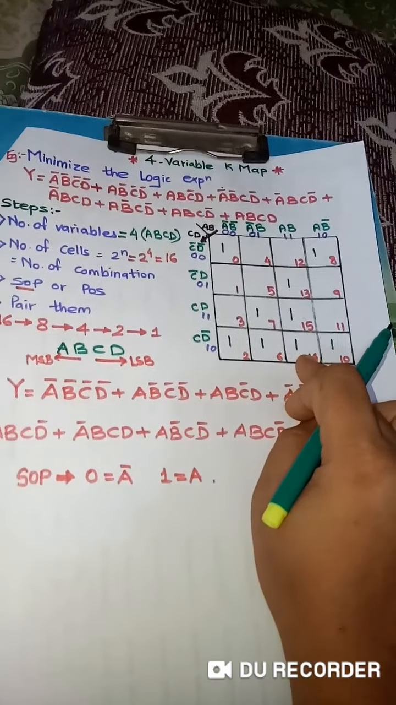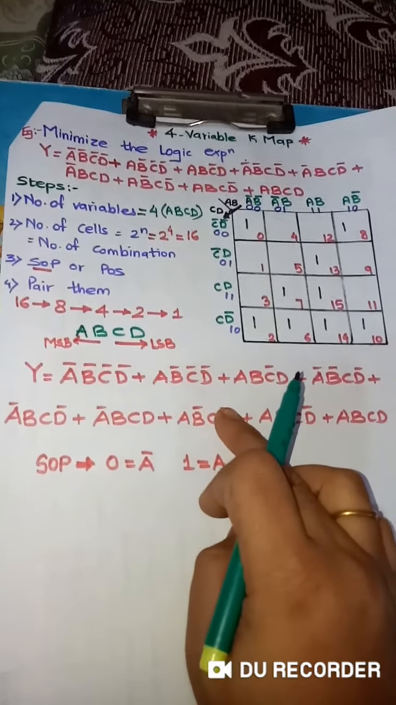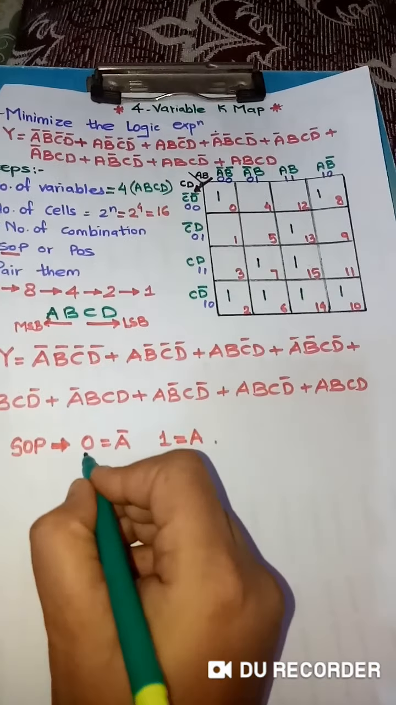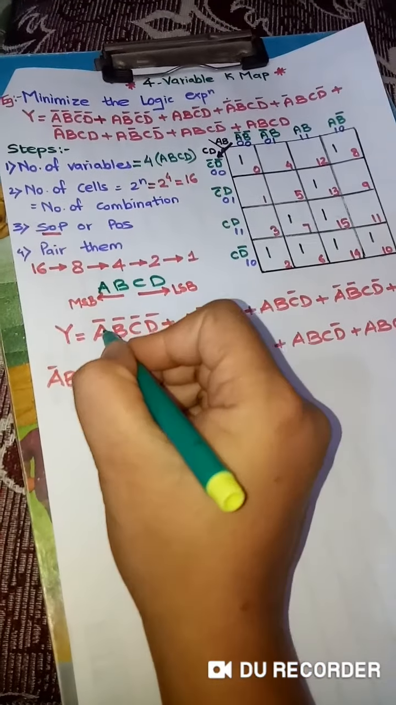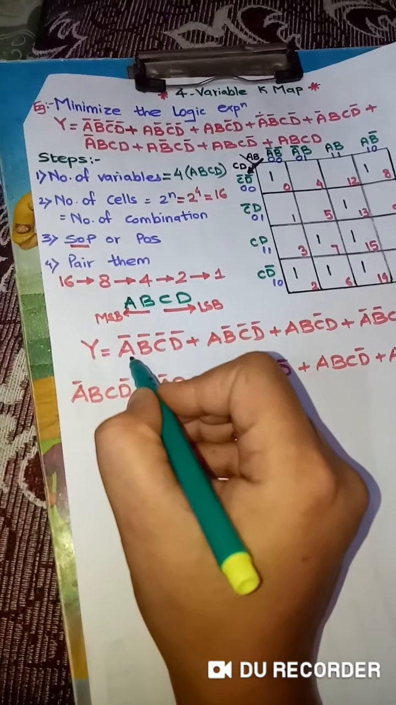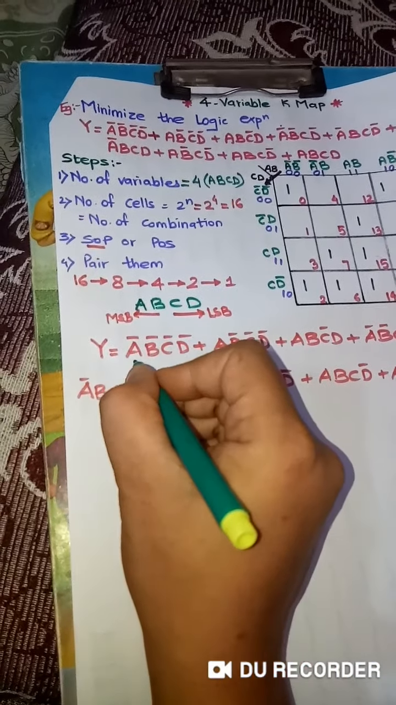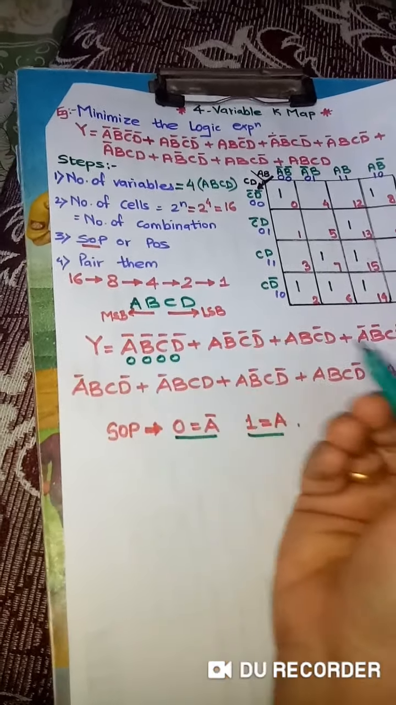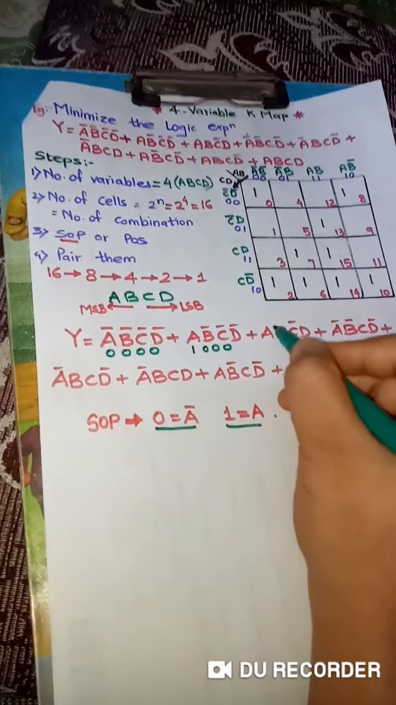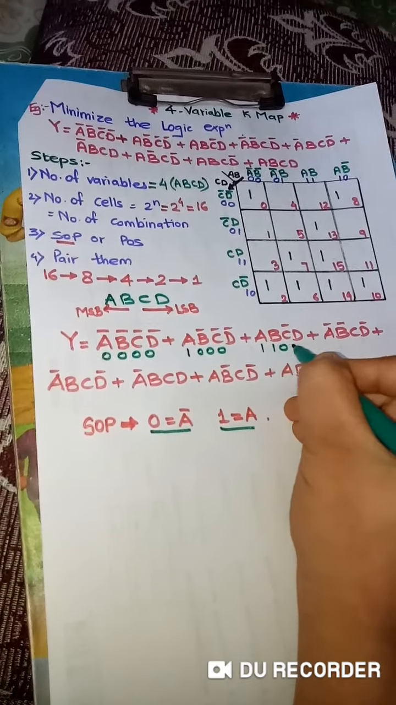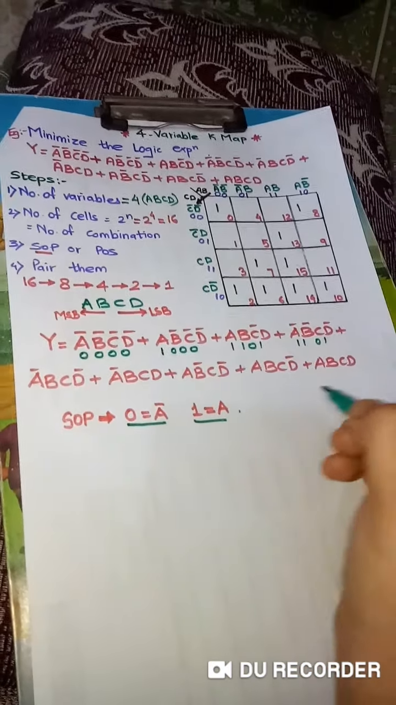Another alternative way you can also do it. Again, I have written the same equation here. How am I going to write it? For SOP, I have this notation: 0 for A bar and 1 for A. So wherever I have bars, I will just write zeros. So this term will become all zeros, 0, 0, 0, 0. This will become 1, 0, 0, 0. This will be 1, 1, 0, 1.